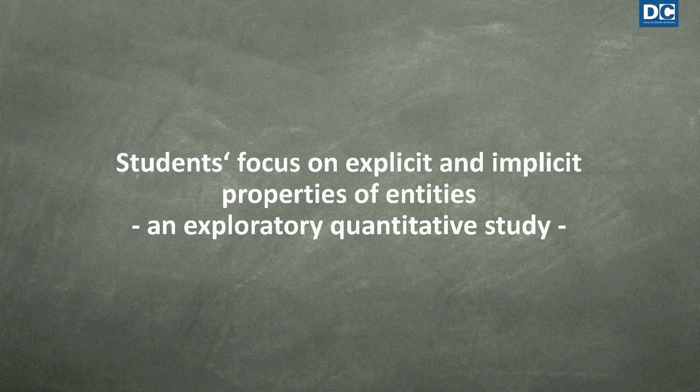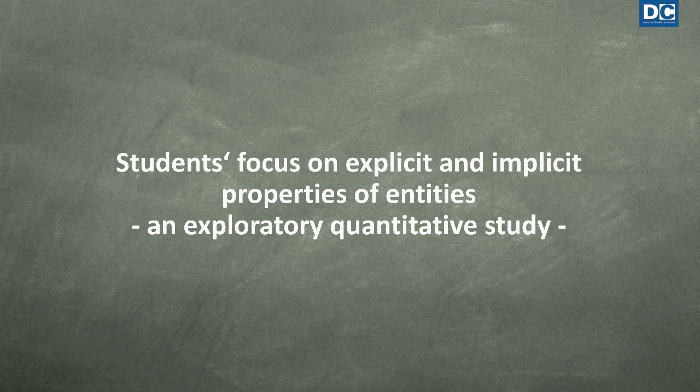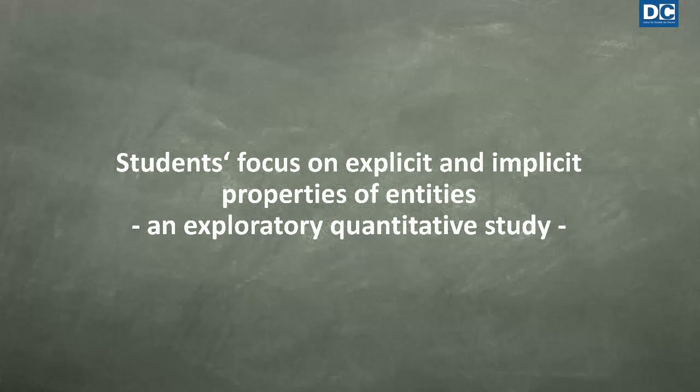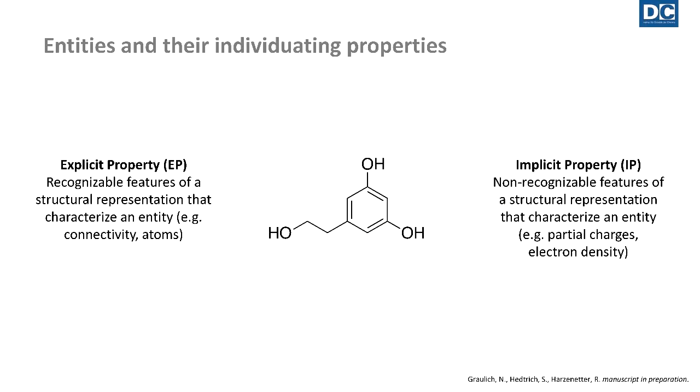So we focused, in an exploratory quantitative study, on how students engage with implicit and explicit properties of entities, just to know how they deal with these two different types of properties. And I want to show you again an example of how we came to our research question. When you have that typical molecule here, we have the explicit properties that characterize the entity, and on the other hand, the implicit properties that characterize the entity implicitly.